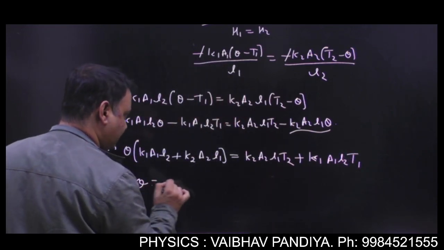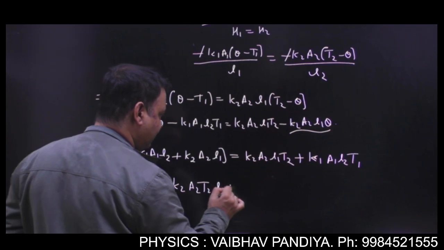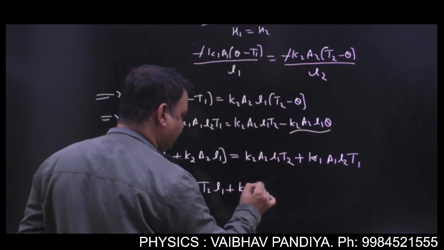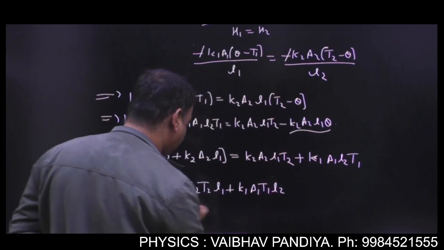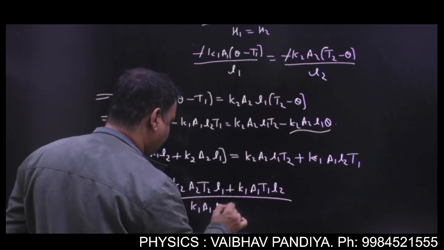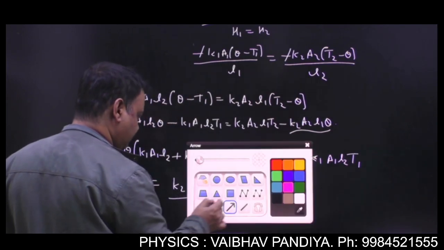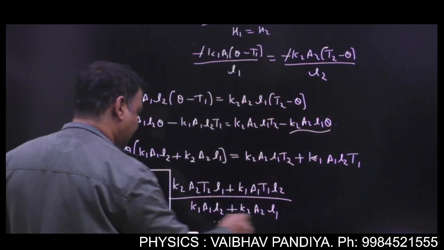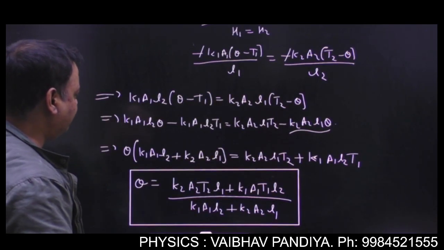So theta will come to be (K2 A2 T2 L1 plus K1 A1 T1 L2) divided by (K1 A1 L2 plus K2 A2 L1). This is your answer. Got it? This is the expression for the temperature of the common boundary.